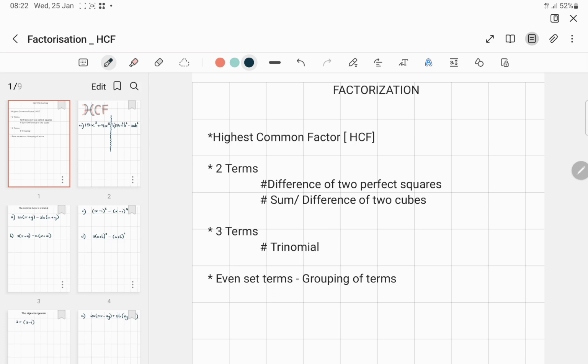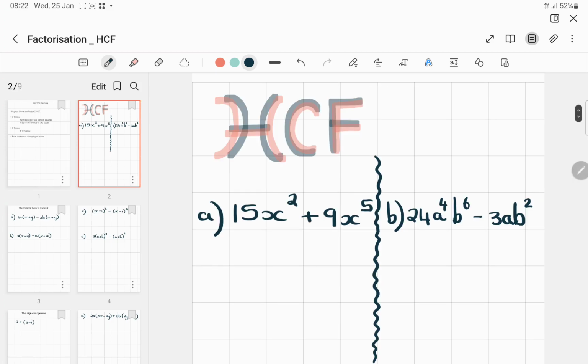All right, so for this video, we're just going to look at the highest common factor, and we're going to look at a few sums. Now, you have been taught this in grade 9, and I hope that I'm not going too fast. But maybe with the first 2, I'll just go a little bit slower, and from there onwards, I will go a little bit faster.